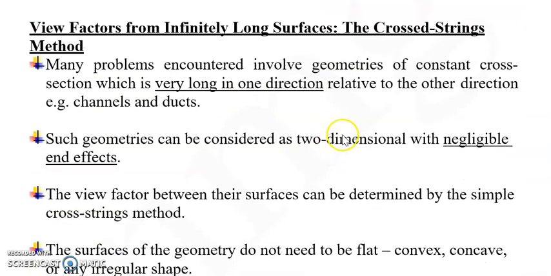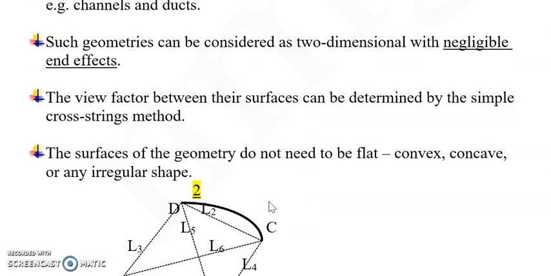View factors from infinitely long surfaces: the crossed-strings method. Many problems encountered involve geometries of constant cross-section which are very long in one direction relative to the other, for instance, channels and ducts. Such geometries can be considered as two-dimensional with negligible end effects. The view factor between their surfaces can be determined by the simple crossed-strings method.